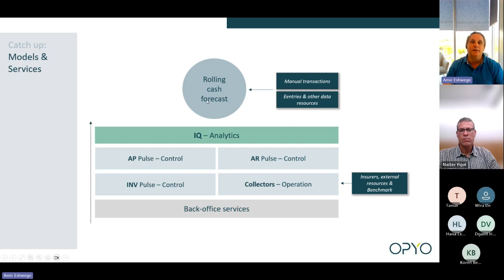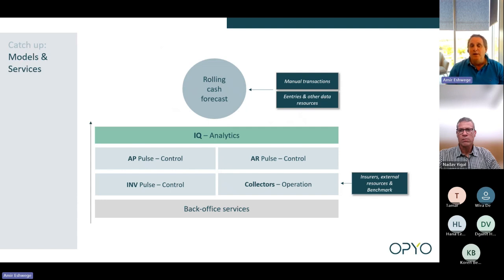Above that, the holy grail of working capital is actually analyzing and creating a rolling cash flow forecast. We do that in OPYO. We understand today, after learning this topic for many years, that a solution for a rolling cash flow forecast doesn't only receive automated information, but we also have to have manual transactions and different sources of information, and OPYO allows that flexibility.